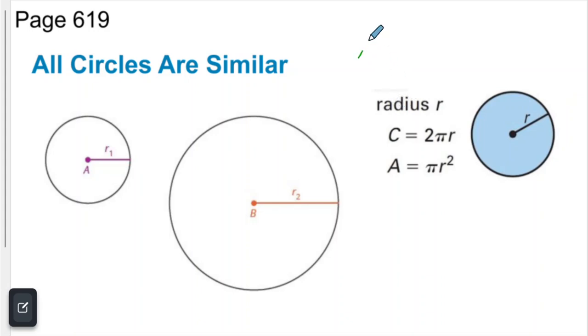So in previous chapters, we learned about angle, angle, side, and side, side, side to show that all triangles could be deemed congruent, and then also similar. There is no theorem like that. All circles will be similar. There are no angles, and all I have to do is multiply the radius by a scale factor to go from any circle to another circle.